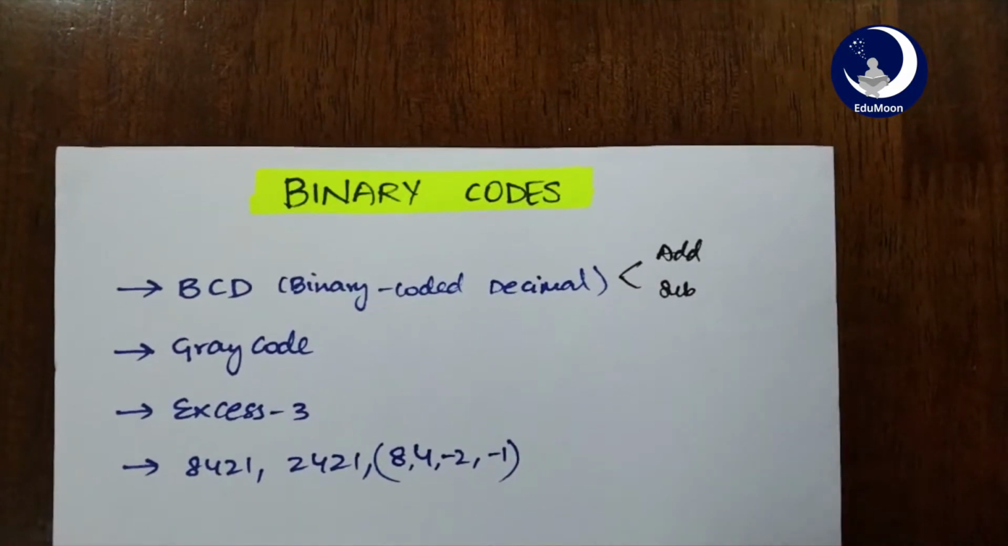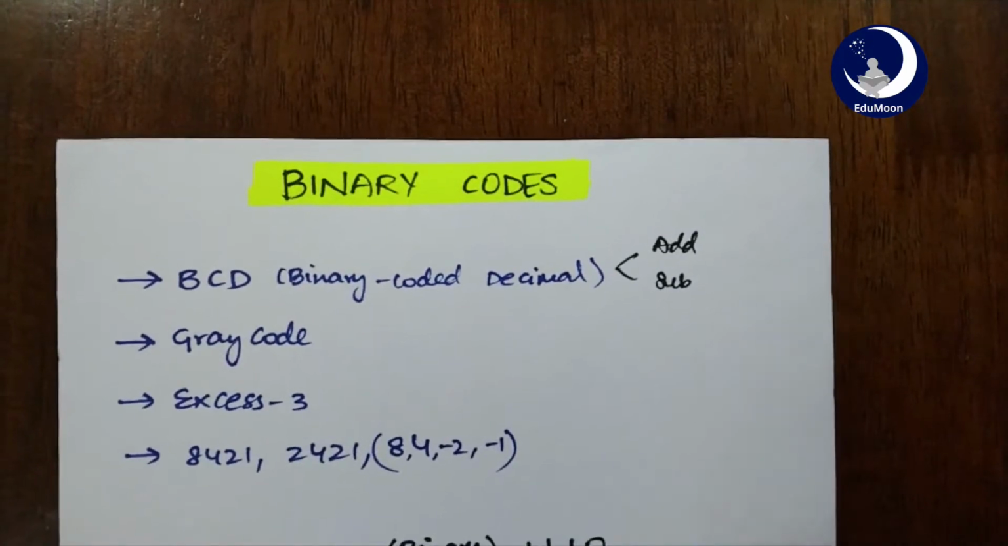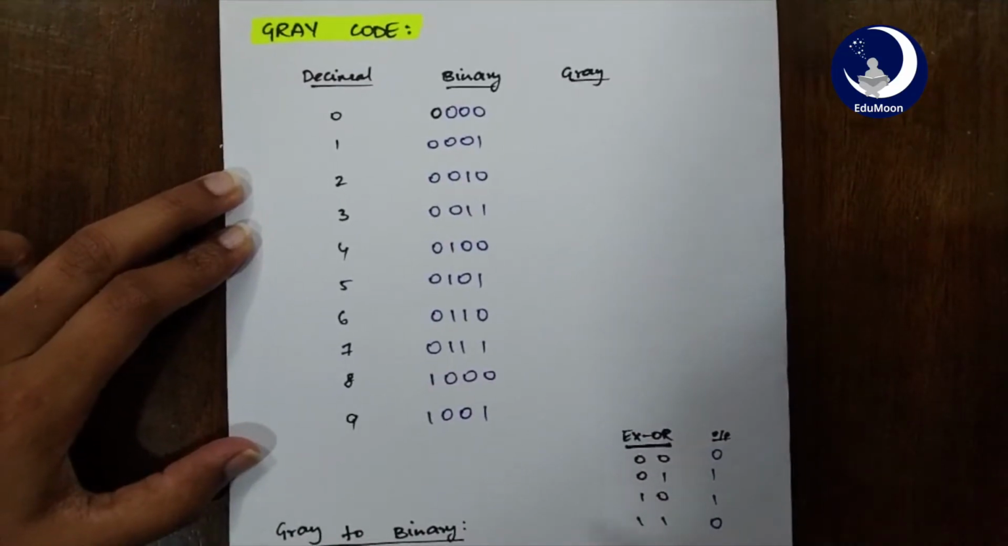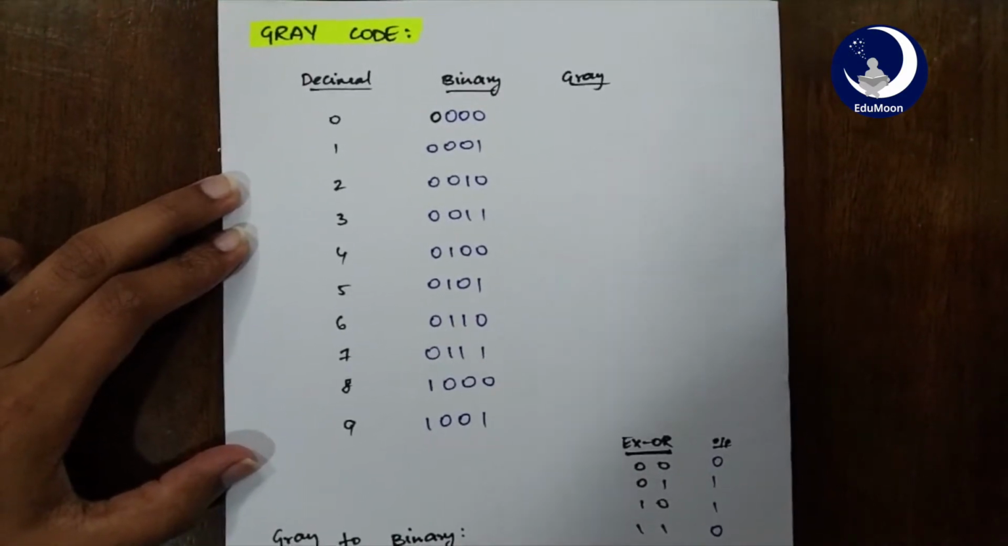In this particular video, we will be covering how to deal with the different binary codes. Myself Sohana of Andhra University, and let's get started. At first, we will be covering gray code. Now, how to find a gray code for a given decimal digit.